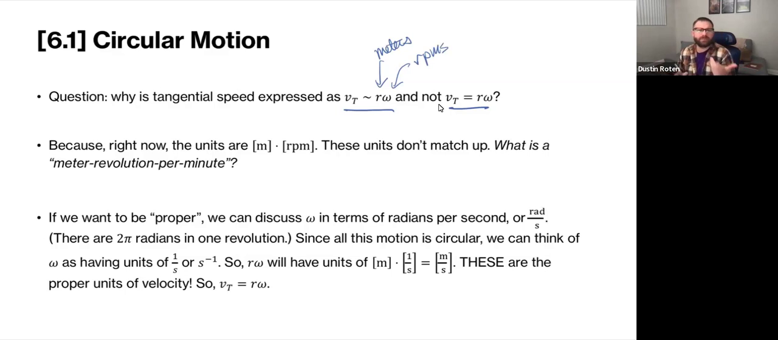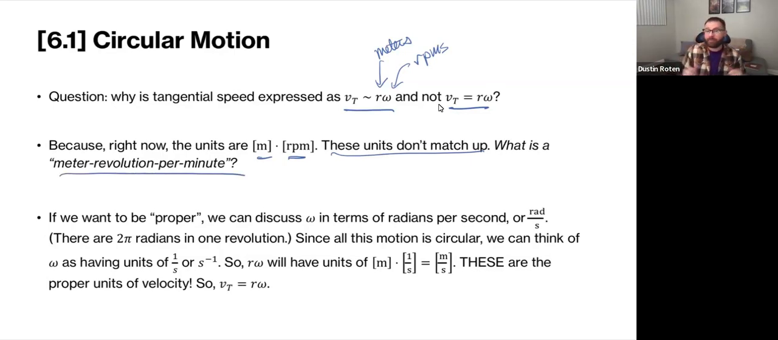So that's going to be some really dumb units, right? Right now, our units are meters times RPM. They don't really match up, or these don't really mean anything. Yeah, so the question is, what is a meter revolution per minute? Because that's literally what our units are right now. That doesn't make any sense.